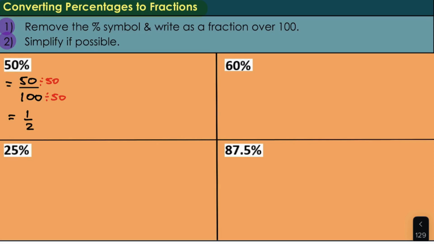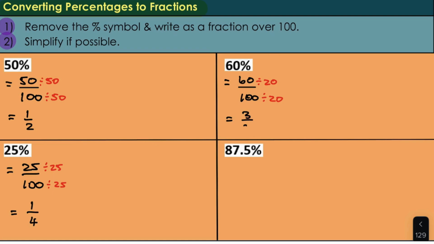Next, percentage, 25%. Step 1, write it over 100. Step 2, simplify. Both of those can be divided by 25. Our numerator is 1, our denominator is 4, 1/4. Next, 60%, step 1, write it over 100. Both of those can be divided by 20. Our numerator is 3, our denominator is 5, 3/5.